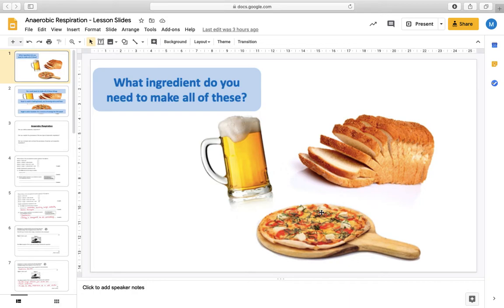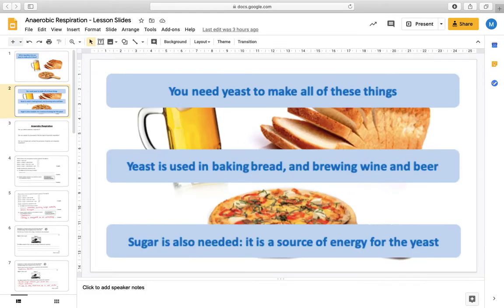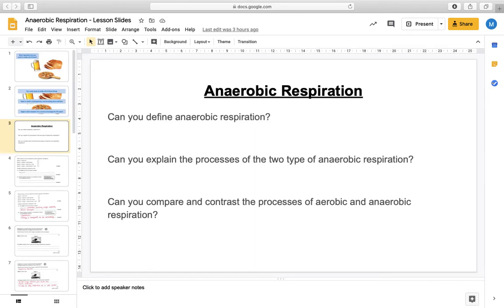So you should have had a go at that question by now, you should have at least had a think about it. And yeast is needed to make all of these things. Yeast is used in baking bread, it's used in brewing, and it's also used in foods such as pizza, which I suppose comes under baking. Sugar's also needed, which is a source of energy for the yeast. The yeast carry out a form of respiration known as anaerobic respiration.